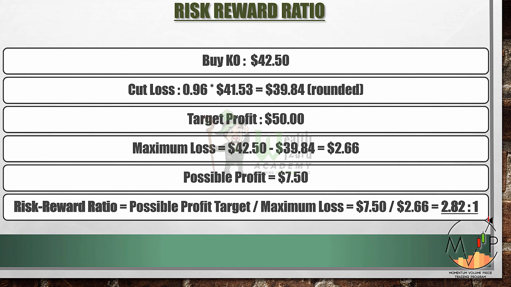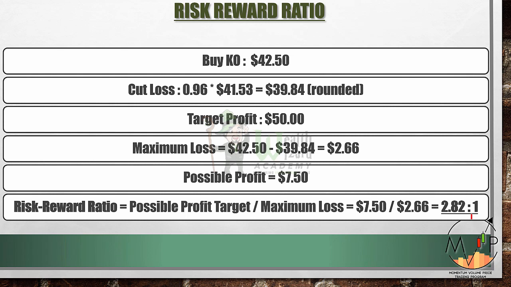And in case you're really not happy with this 2.82 and you still want a 3 to 1, a better way to restructure this is simple. Keep everything the same, but change your cut loss level from 0.96, which is a 4% loss, and set it to a 3% loss or 2% loss. In that case, you may get a much higher risk reward ratio. So if you set this to 0.97, you probably get around $40 or so. So your max loss will be much smaller, and your risk reward ratio will be much higher. I'm very sure you'll get at least about 3 to 1.